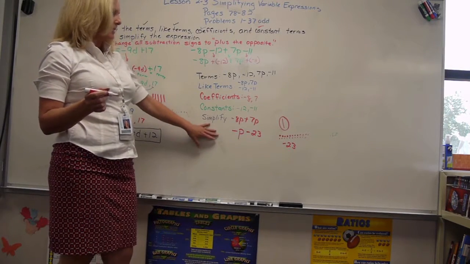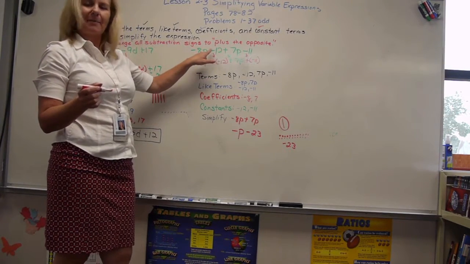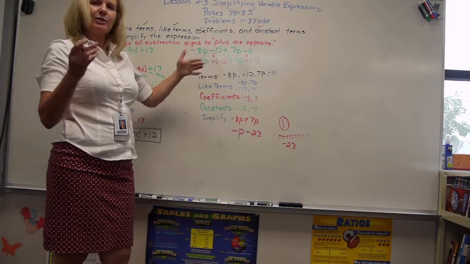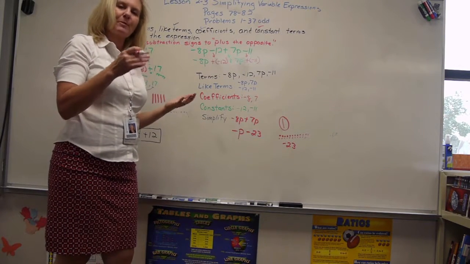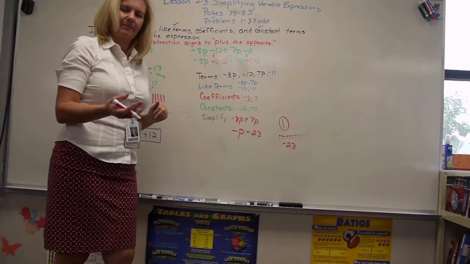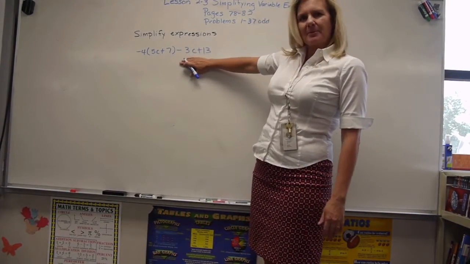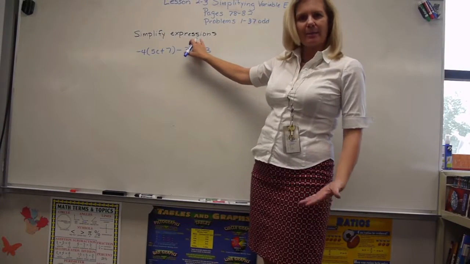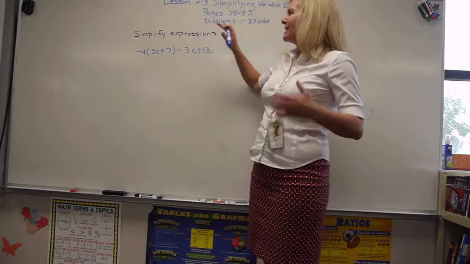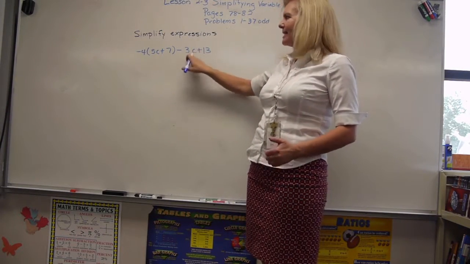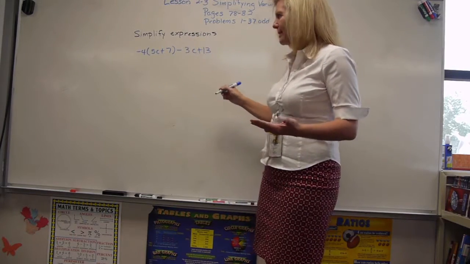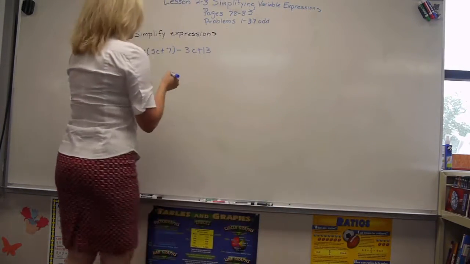So the key for this is to make sure you change that minus to plus the opposite so you see whether a term is positive or negative. So let's pull it all together. Here I have an expression. Your homework's going to ask you to simplify expressions. I'm still going to follow the hint that when I see subtraction, I'm going to change it to plus the opposite. So I'm going to rewrite this.